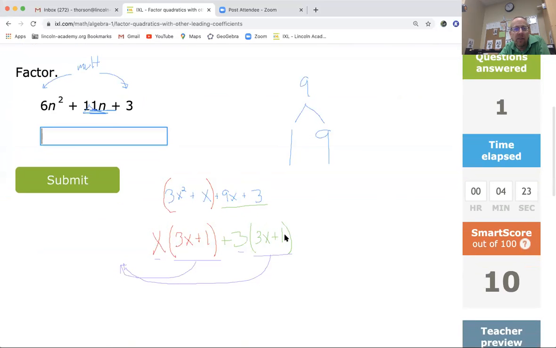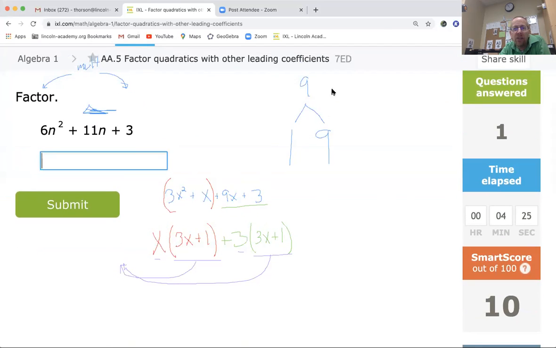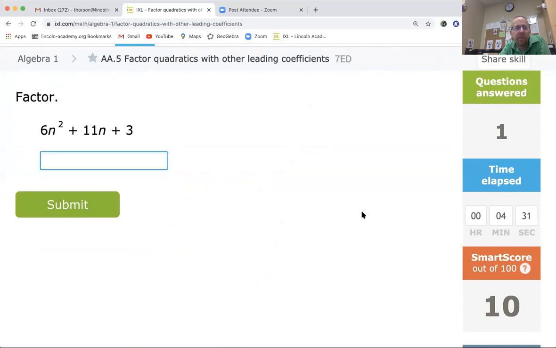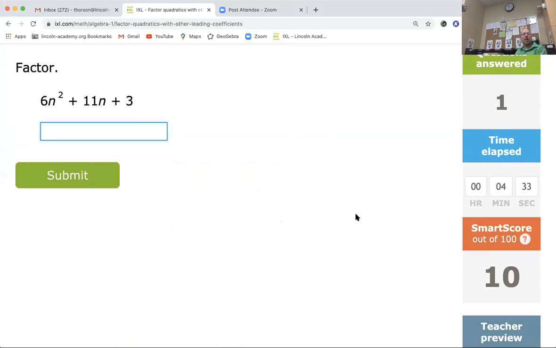Super, all right. So I want you to try this one completely on your own. So try this: 6n squared plus 11n plus 3. I'll give you a minute to work on that, and then we'll see if you 2 get the same answer.